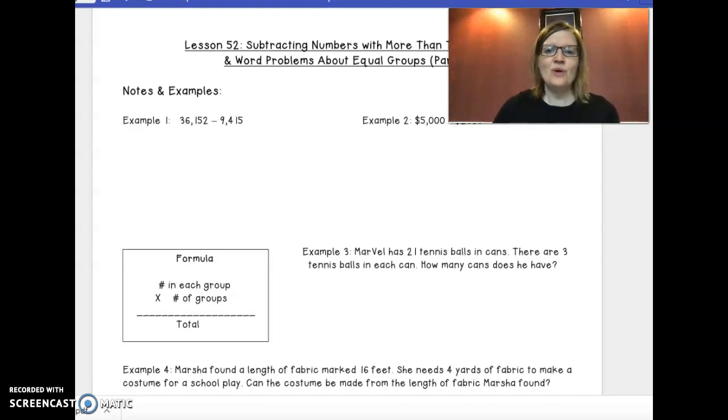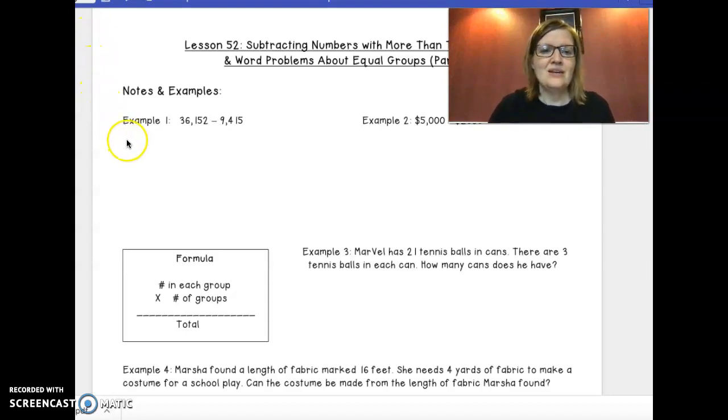Let's begin. When we are subtracting numbers with more than 3 digits, we begin just like we would in 2-digit subtraction or anything like that. We begin at the ones and we work our way to the left. There also is something to note that oftentimes we have to regroup across several zeros, and so you will need to be prepared on how to do that.